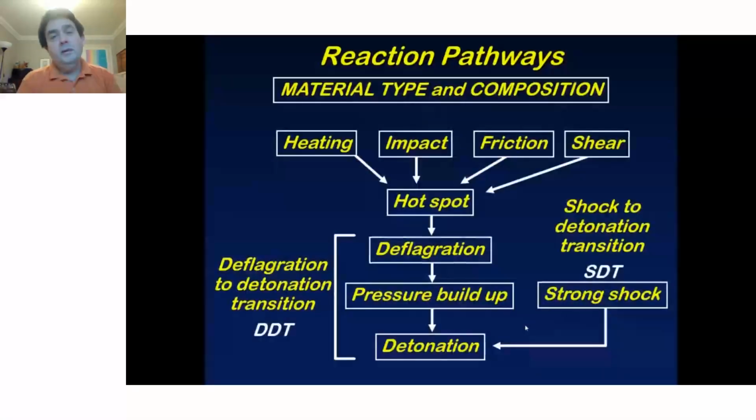So when we think of energetic materials, we can think of different reaction pathways. And this slide here shows some of the main considerations and some of the main mechanisms. So we have a material type and composition, melt cast explosive, or a polymer bonded explosive, or a propellant. And there are different ways in which reaction can be started in these materials, through simple heating of the material, impact, scraping or friction, shear, loading in the system.